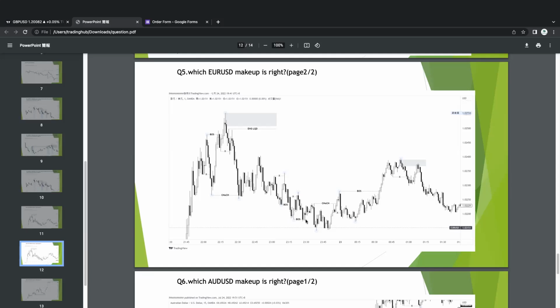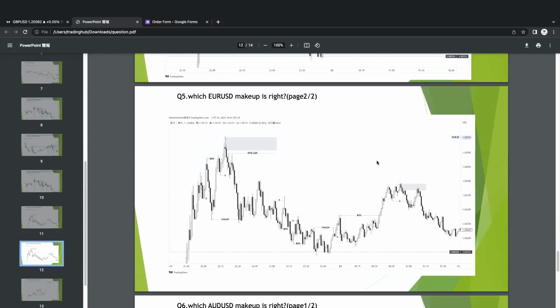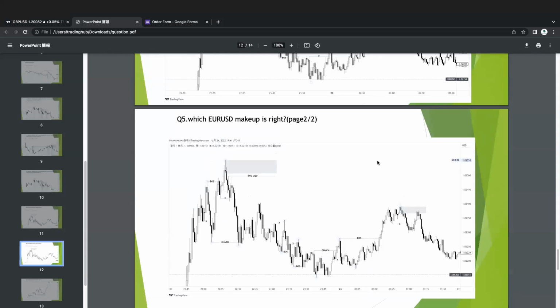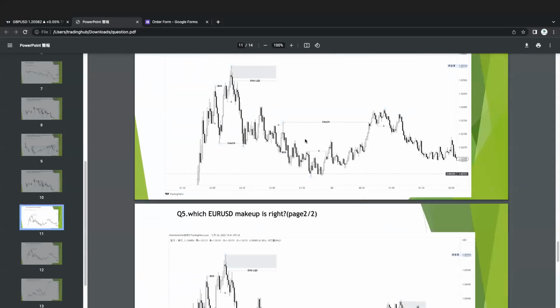You mark this as a BOS and BOS. I think you mark the same structure, to check which one is correct or not. Correct. Yeah, so this one is correct. First one.